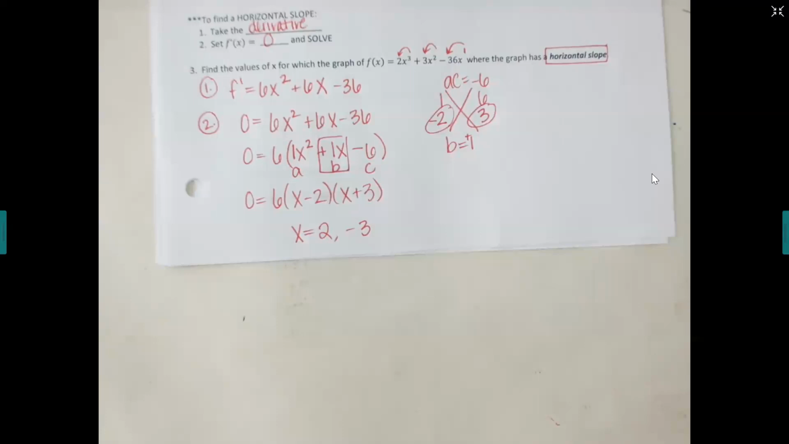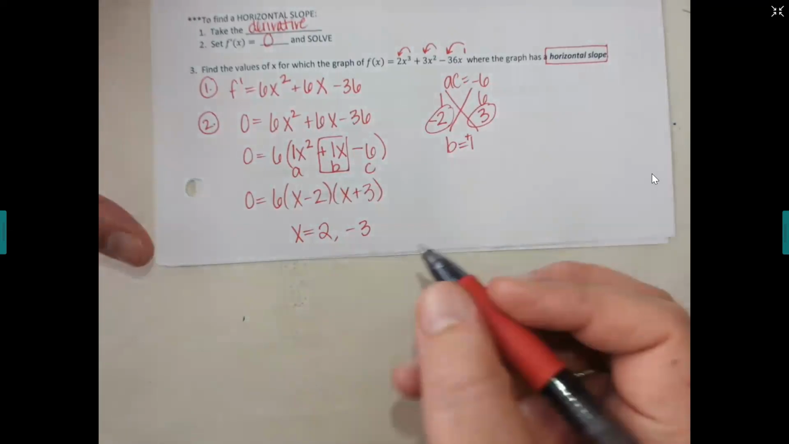Okay, now, if it said to find the points, would this be enough? No, but what does it say? Find the what? The x values. Did I find x values? Then I don't need to go back and find the y's that go with it. That would be sufficient. Okay?